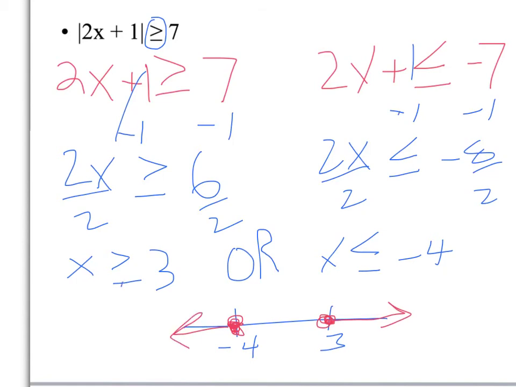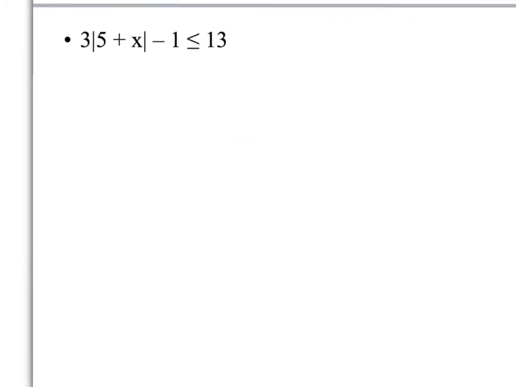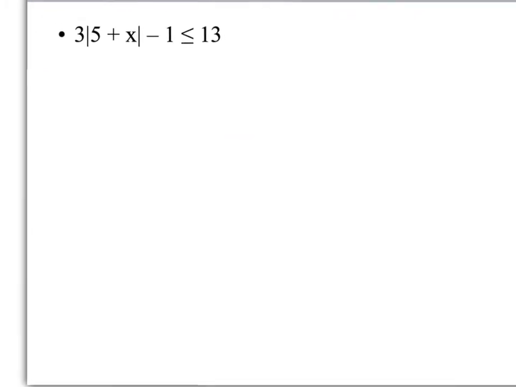Last example. So, okay, I have a little bit of stuff to clean up before I can split this up. Remember, you have to have the absolute value by itself before you split it up into two different inequalities. So that means I'm going to add the 1 and then divide by that 3.